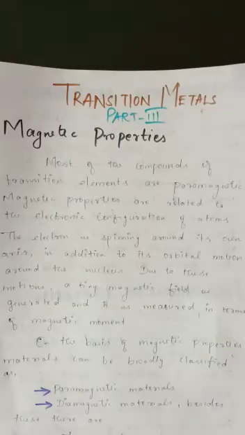Good morning, students. Today we are going to see about transition materials part 3. The important properties of d-block elements, that is, magnetic properties.